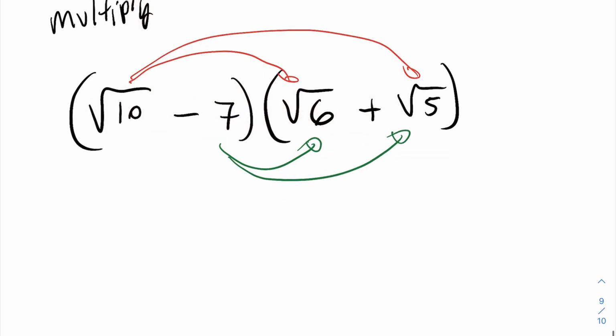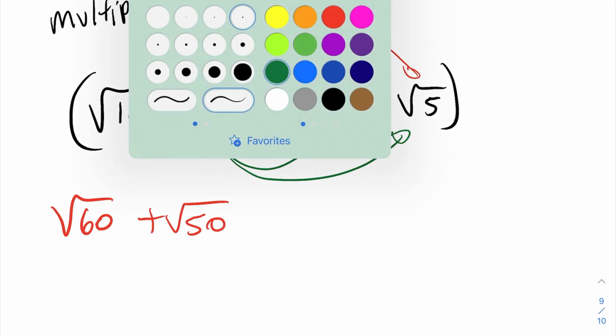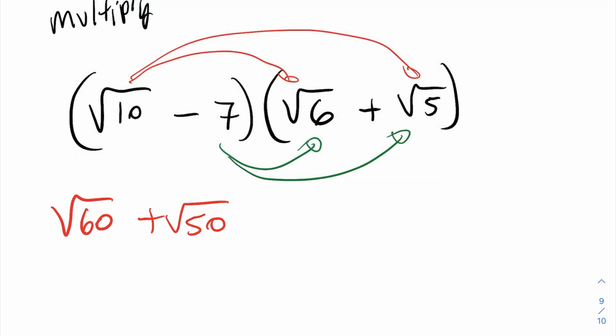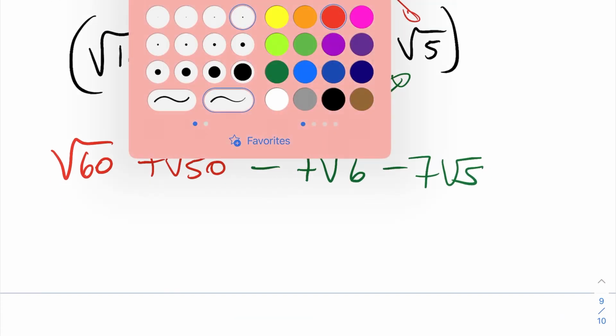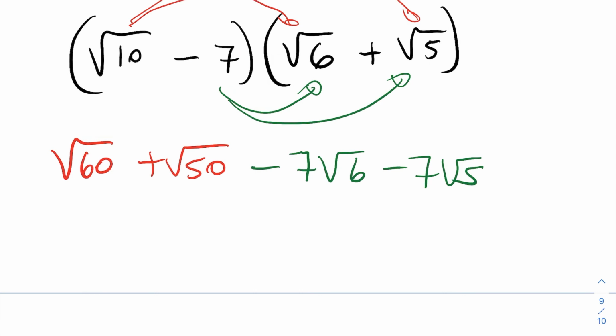So the distribution of the square root of 10 gives me the square root of 60, and it's going to be plus the square root of 50. Okay. And then the distribution of the negative 7 gives me negative 7 square roots of 6 minus 7 square roots of 5. And then I just have to simplify if there's anything that can be simplified. I see here that I have the square root of 60 that I can break up. Let me see what perfect square goes into 60.